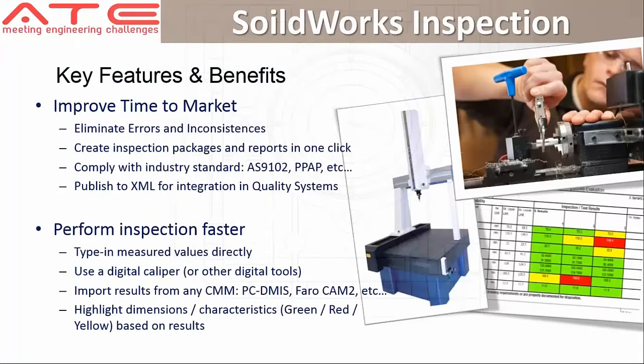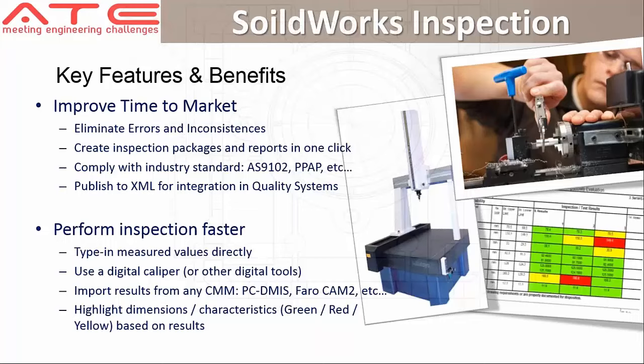Other key features and benefits: you can improve time to market, eliminate errors and inconsistencies when creating inspection reports, and creation of inspection packages and reports is one click. If you have seen my demo, once the balloon is done, you just click the export icon to Excel sheet and you have the report generated. You also comply with industry standards like ISO, AS9102, and PPAP. You can also publish your inspection reports to XML for integration in quality systems. If you have any other quality system which takes XML format, you can export to XML format.